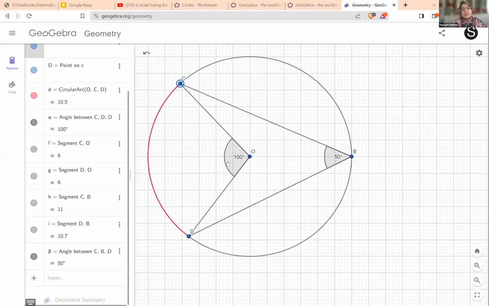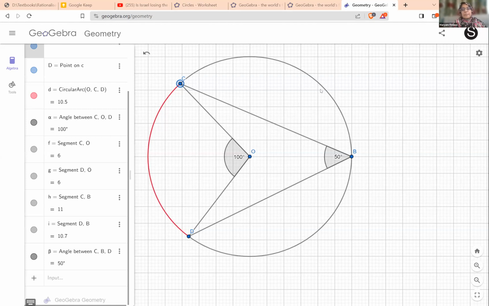Can you see what the angle at the center is now? 100 degrees. And the angle subtended by the red arc at point B is how much? 50 degrees. Again, can you see that it is half of it? Yes, ma'am. The angle subtended at the other point is half of the angle subtended at the center.